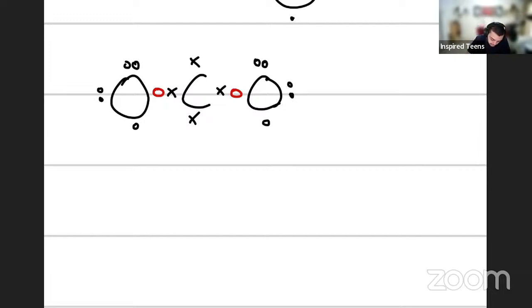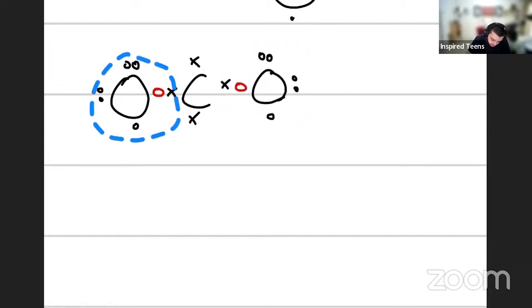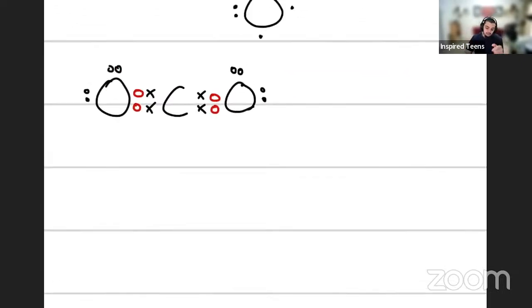So what I'm going to do is move one of these here to get it for bonding, one of these here to get it for bonding, and then these two, they're going to move here to bond with the carbon. Okay, so now we formed a double bond on each side. So it kind of makes sense, right?